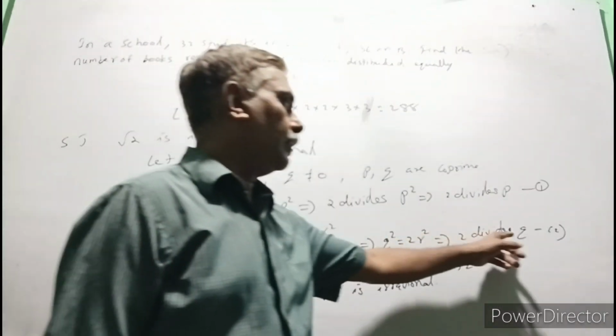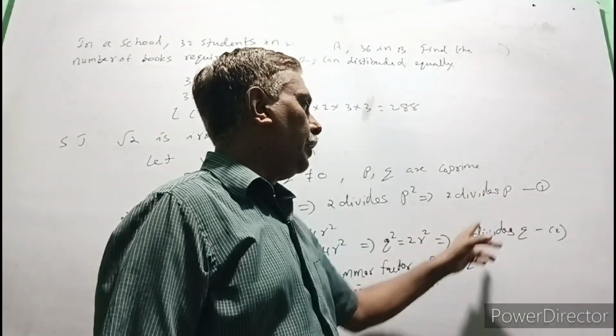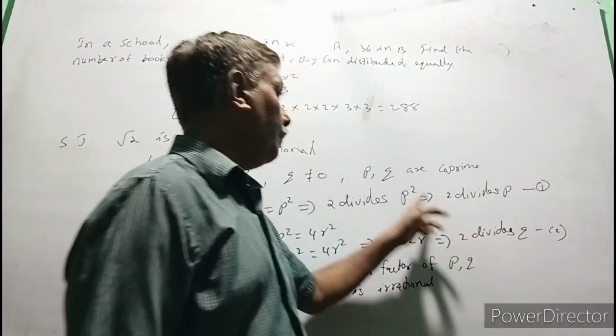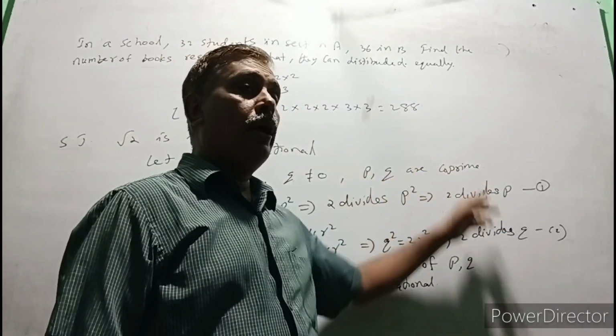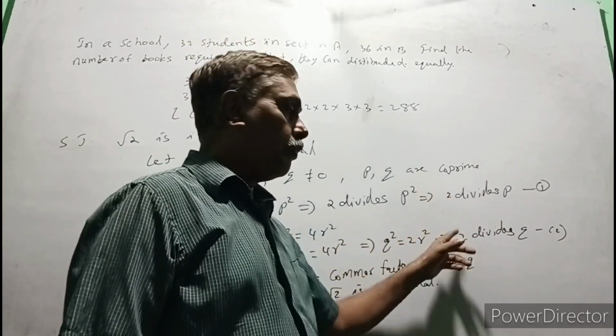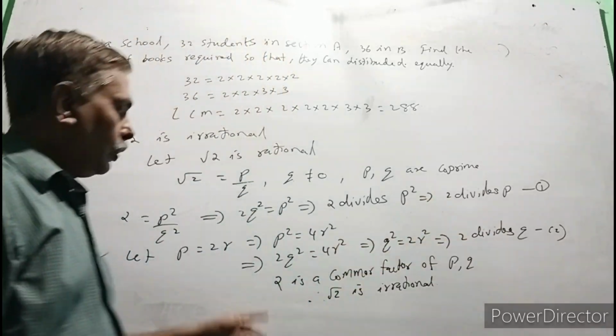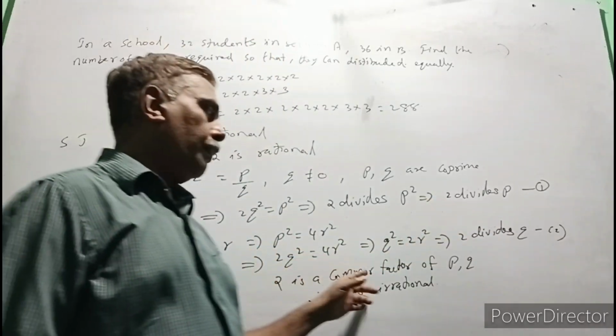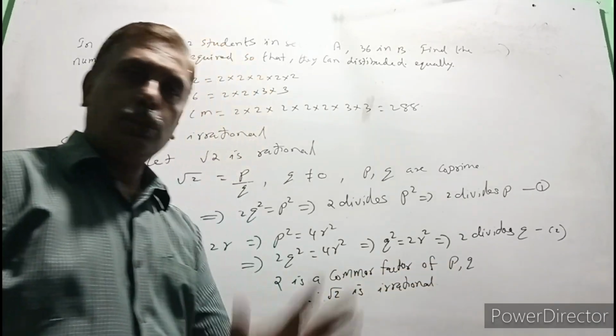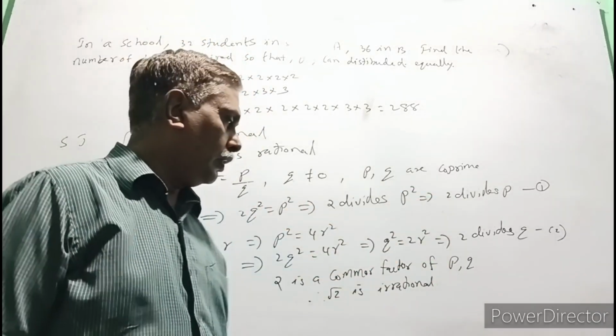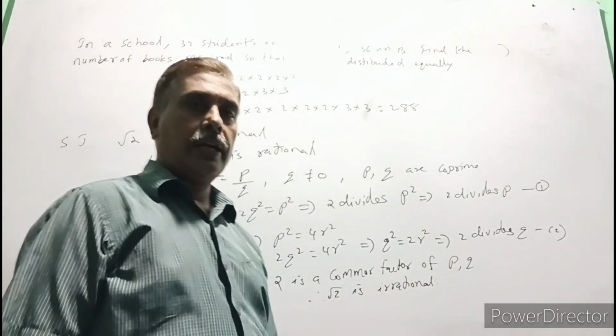It means 2 divides q. We already had 2 divides p. So 2 divides q, which is not possible because we took p and q as co-prime. So 2 is a common factor in both p and q. It is not possible because our assumption is wrong. Therefore, root 2 is irrational.